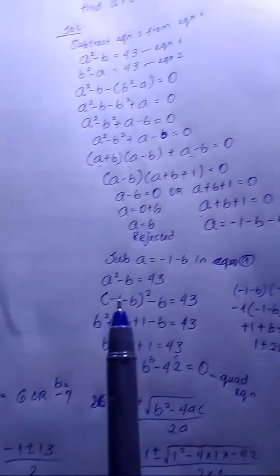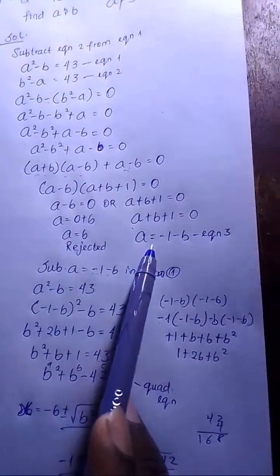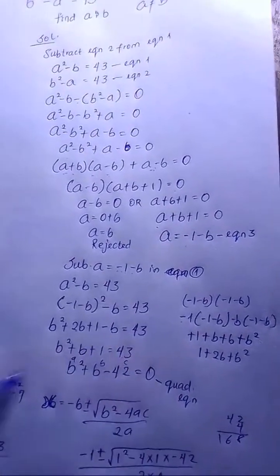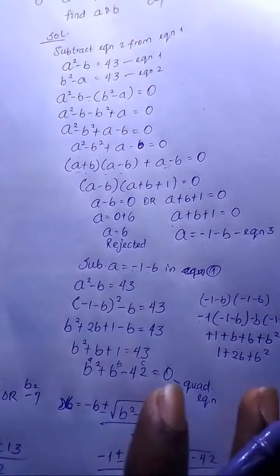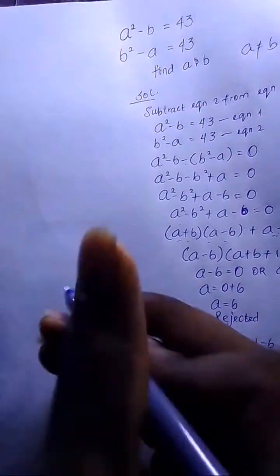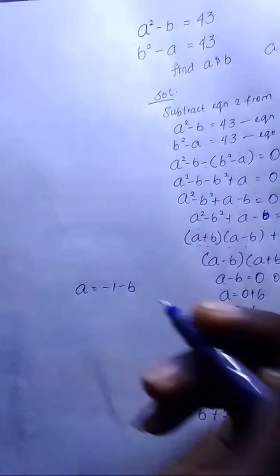And you can see from equation 3 that we had here, A equals minus 1 minus B, right? So we're going to substitute these answers for B, both B1 and B2. So A equals minus 1 minus B, let's bring it here.